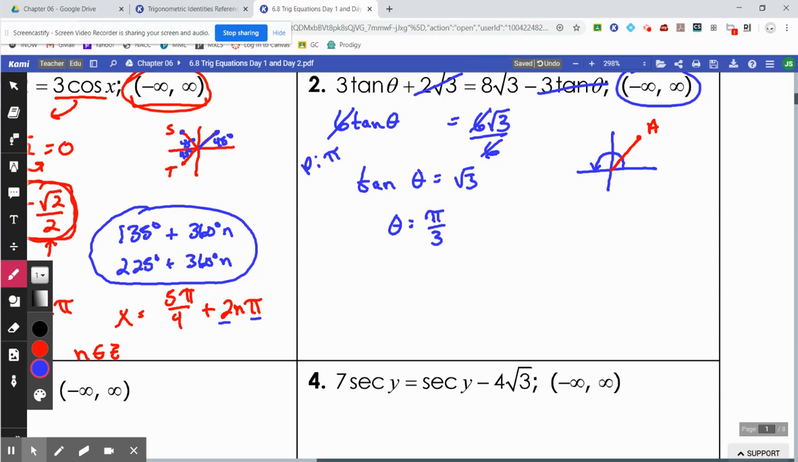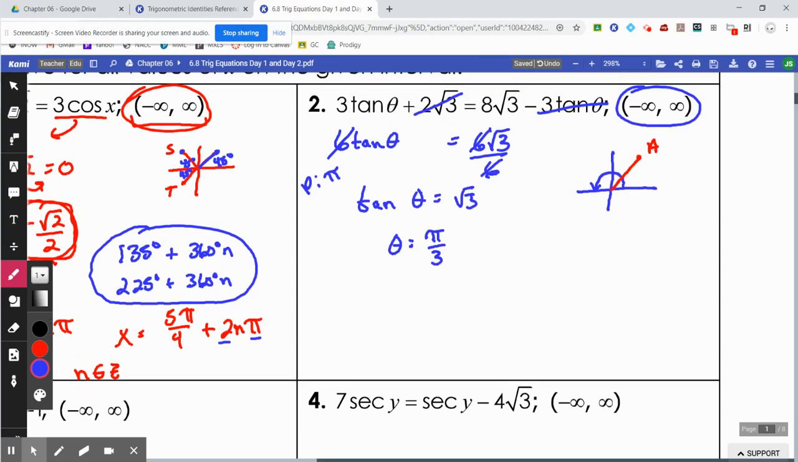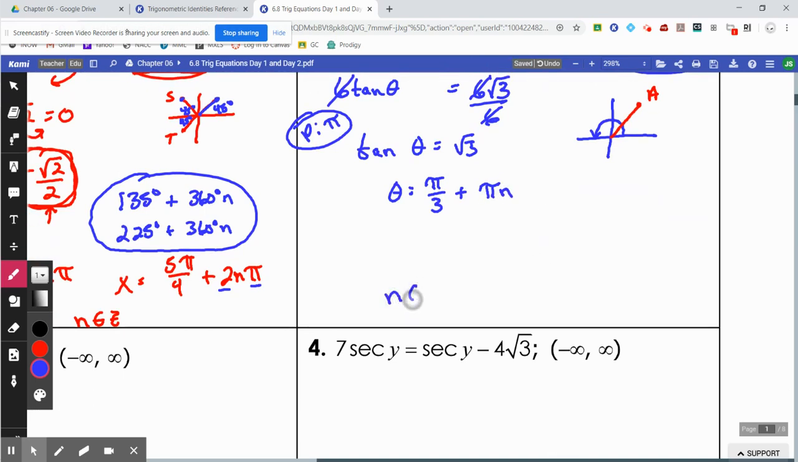Be careful. This answer will occur every pi units. Again, the period for tangent is not 360 or 2 pi. The period for tangent is pi units, so this answer will occur again every pi times n units, where n, again, is an element of the integers. So pi over 3 plus 1 pi would be another answer. Pi over 3 plus 2 pi's is another answer. Plug in any integer here, and it's going to give you more solutions to this equation.